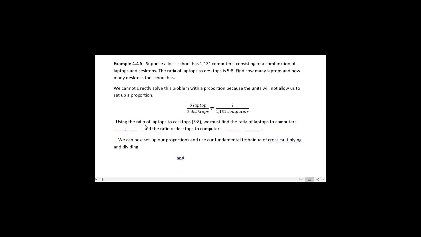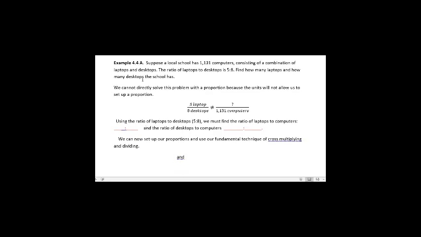So here's what we're going to do, one that's similar, okay? Suppose a local school has 1131 computers consisting of a combination of laptops and desktops. The ratio of laptops to desktops is 5 to 8. That means for every 5 laptops, there's 8 desktops. Find out how many laptops and how many desktops the school has.